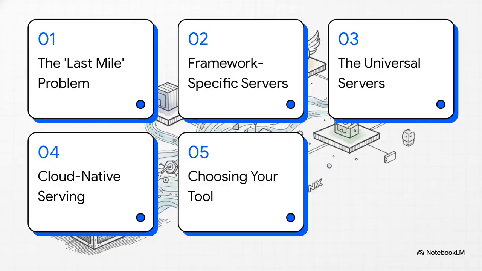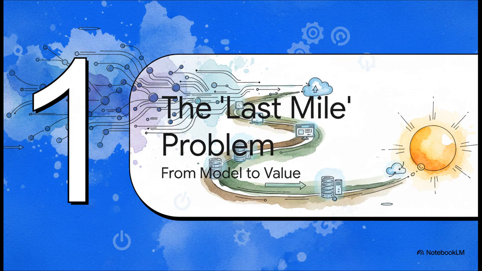So what's on the docket today? First, we're going to tackle what's known as the last mile problem. Then we'll look at servers built for specific frameworks, followed by the big guns, the universal servers that can handle pretty much anything. After that, we'll see how this all fits into the cloud-native world, and we'll wrap up by helping you figure out which tool is the right one for you. Sound good? Let's go.